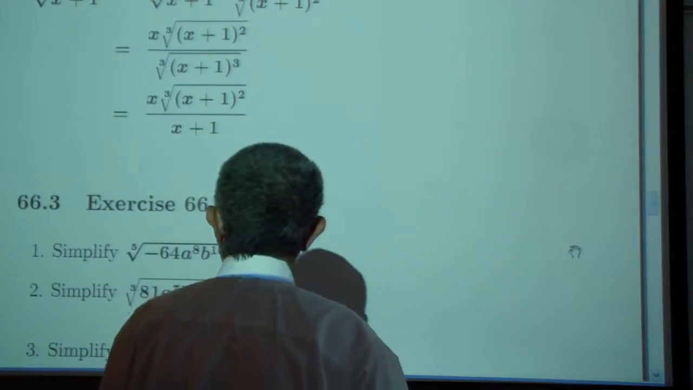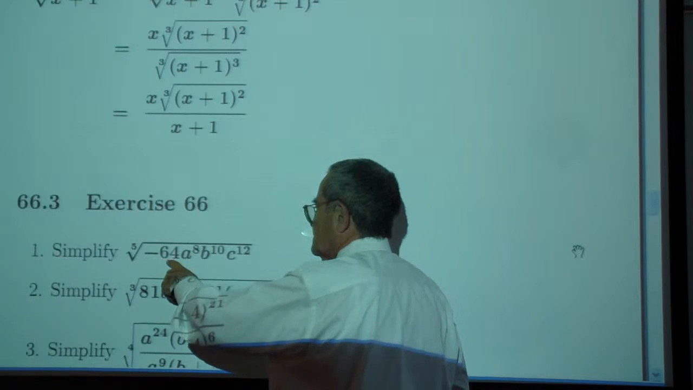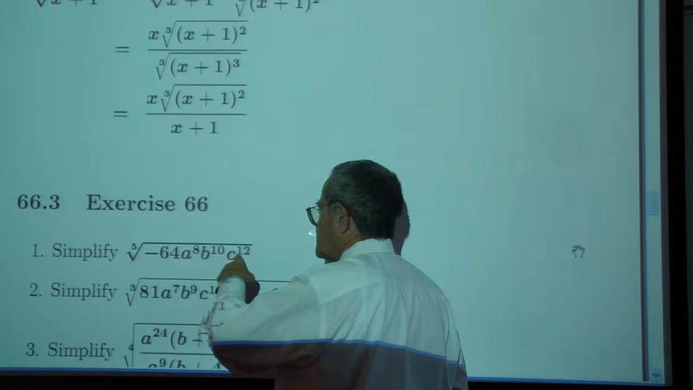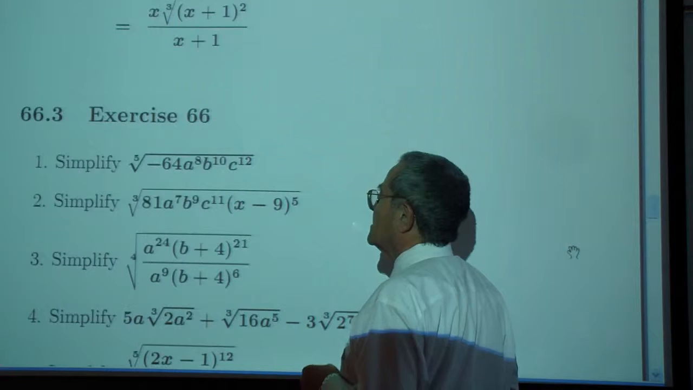Exercise 1. Simplify the fifth root of negative 64 a to the 8, b to the 10, c to the 12.